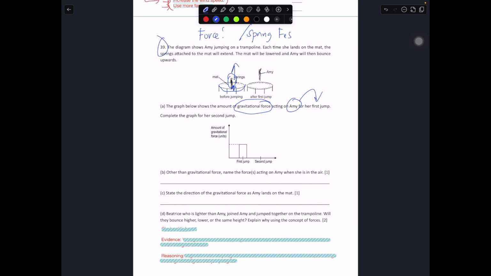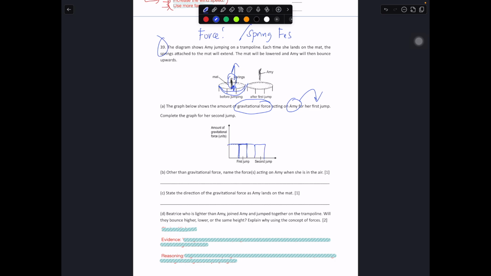So complete the second graph. The first time that she jumped, this is the amount of gravitational force. The second time she jumped, because it is way higher, right? Every time she jumps, it will be way higher, because every time the mat will extend even lower. Because of that, there is more force that she's exerting on the second jump. Okay, so does it mean that it will have more gravitational force because she jumped higher? Okay, no. The amount of gravitational force will remain constant.